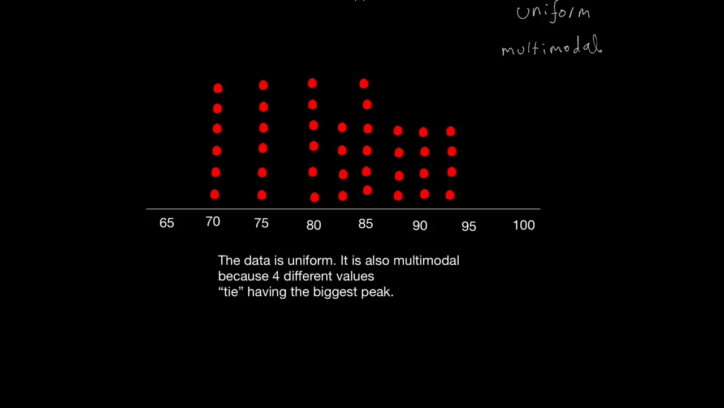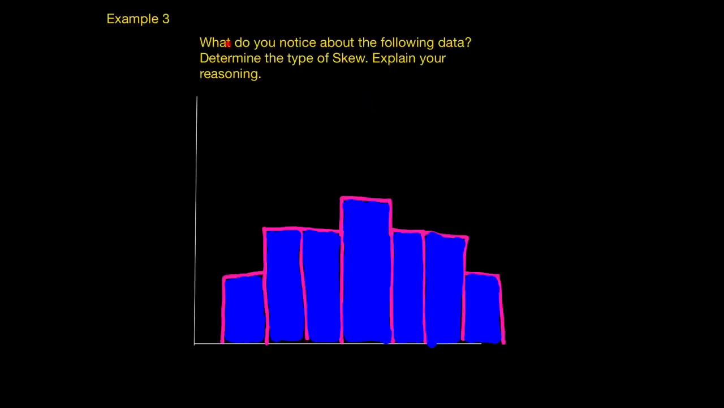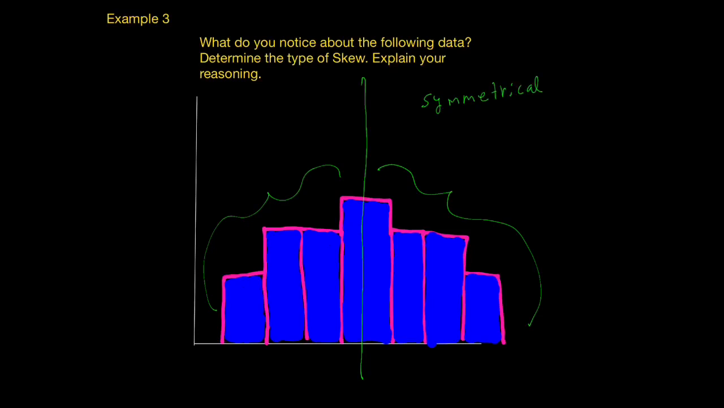Let's do one final example. So example 3, what do you notice about the following data? Determine the type of skew and explain your reasoning. Here we can see that if we cut this one in half, this side is going to overlap this side right here on the left. So here it is symmetrical. We have a normal skew here, so this is normal.